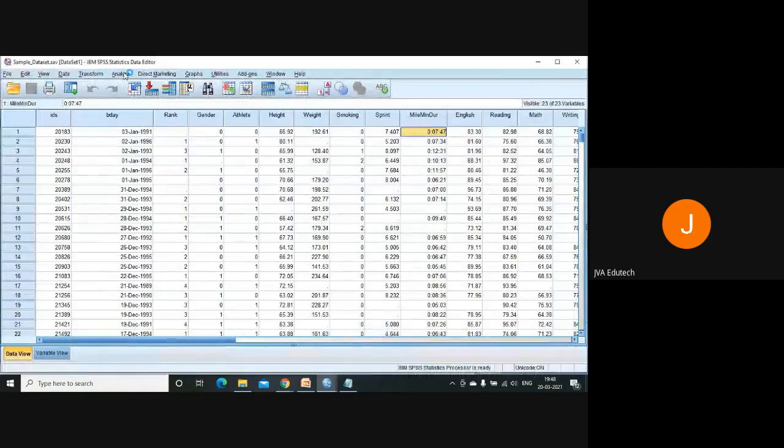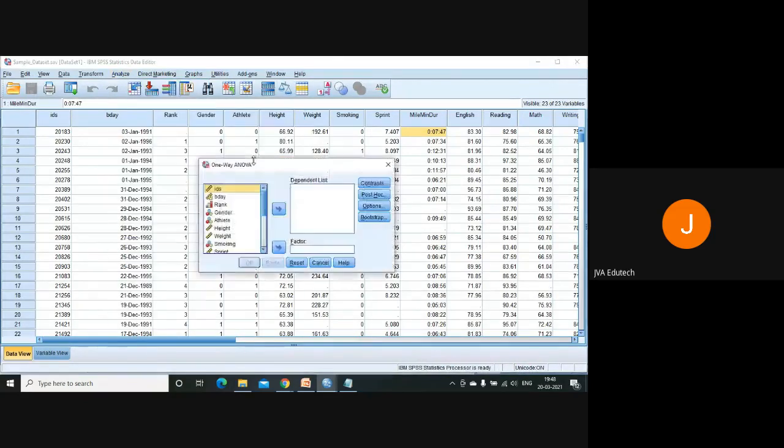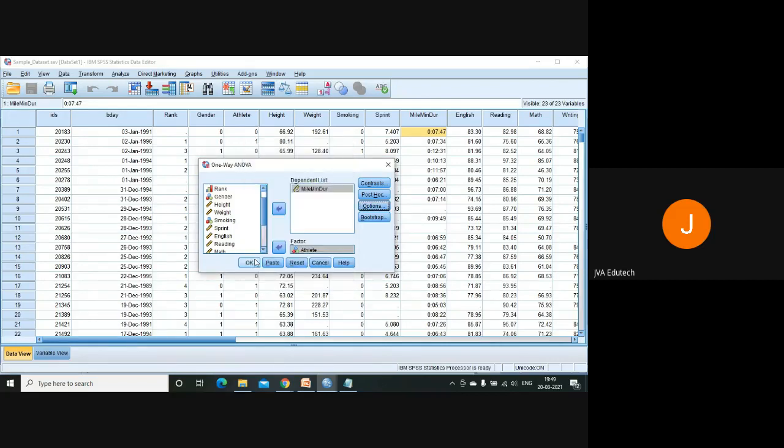So go to Analyze, then Compare Means. First select One-Way ANOVA. And here we will put the mile time in minutes, the time taken to run 1 mile, and then the groups as the factor, athlete or non-athlete. Then go to Options and here select the homogeneity of variances. Continue. Okay.